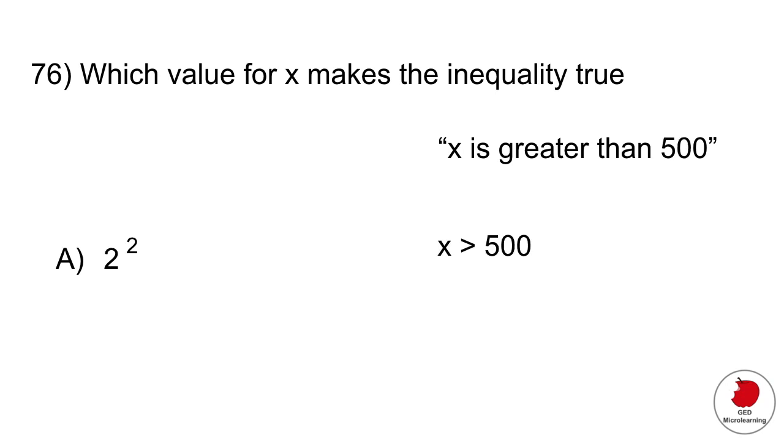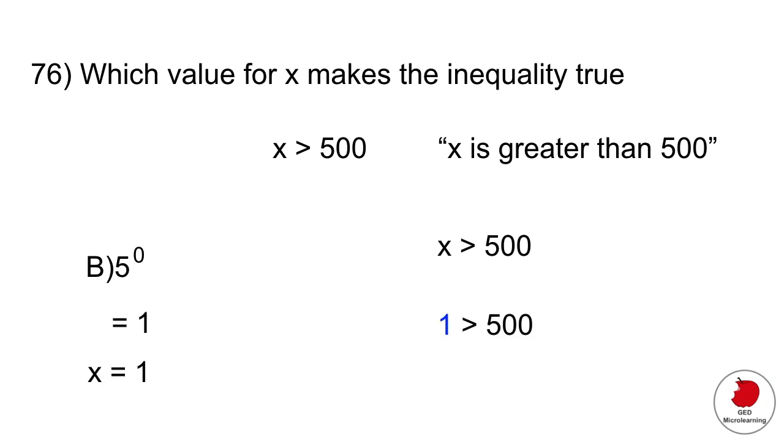So basically, we'd start with A, which says 2 squared. So remember that when you have a number that is squared, you're basically going to multiply that base number by itself twice. So in this case, 2 squared is 2 times 2, or x equals 4. Okay, so is 4 greater than 500? No, it is not. Okay, option B, it says 5 raised to the power of 0, and that is 1. So x is equal to 1. So once again, 1 is not greater than 500. That is incorrect.